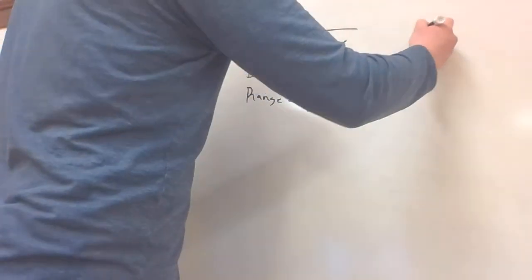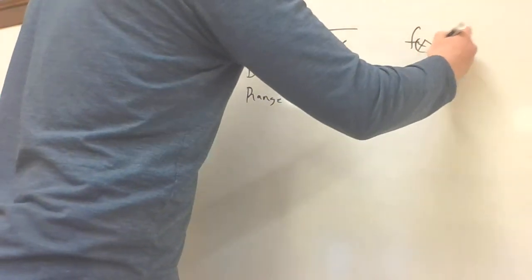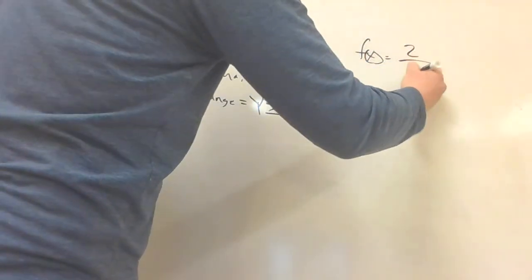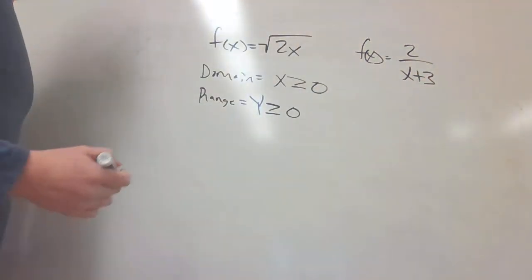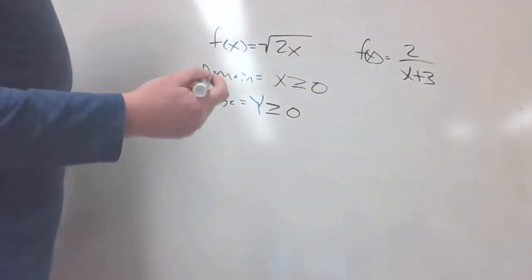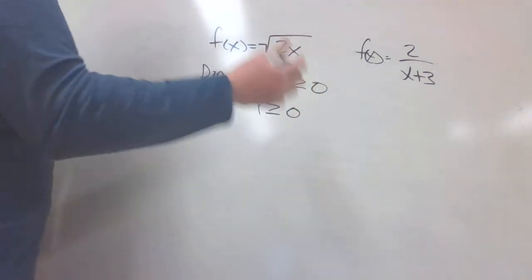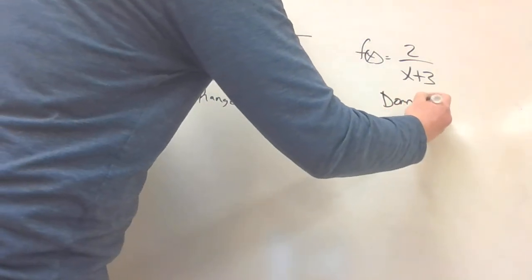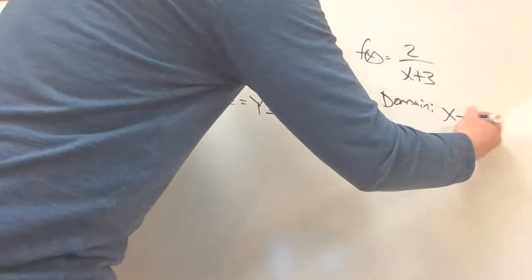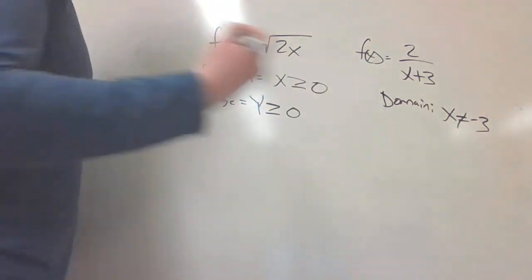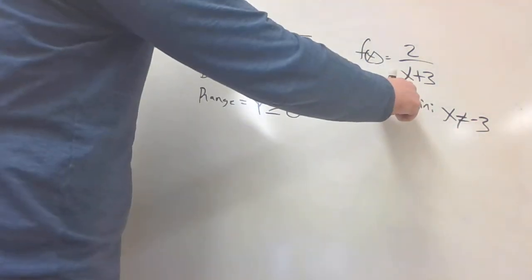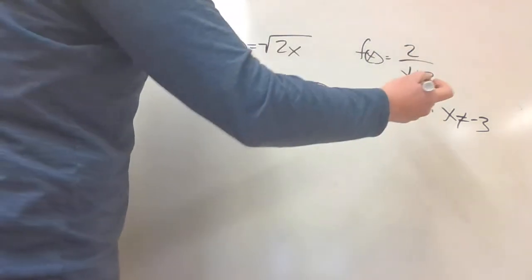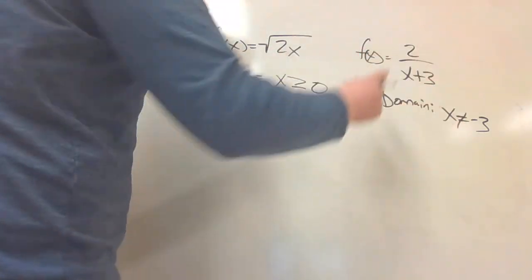Now let's say I have another one, such as f of x equals 2 over x plus 3. When we're dealing with fractions, you've got to remember that you can never have 0 in the denominator, but you can have negative numbers. So in this case, your domain is going to be listed like this: x cannot equal negative 3, because negative 3 plus 3 produces 0. This is telling the person interpreting the function that x can be any number, negative or positive, just not negative 3.